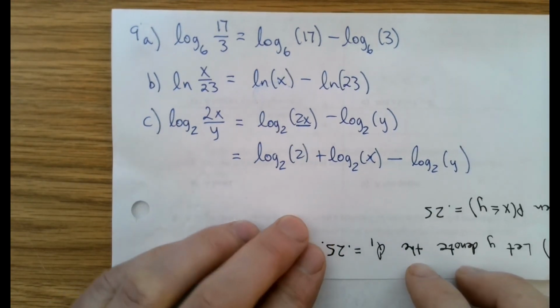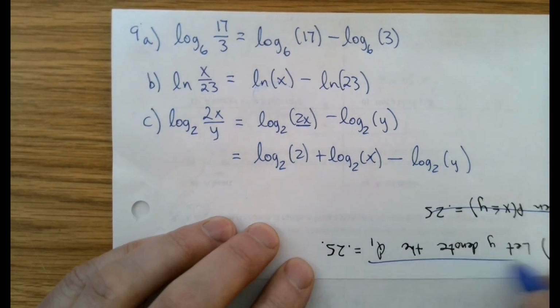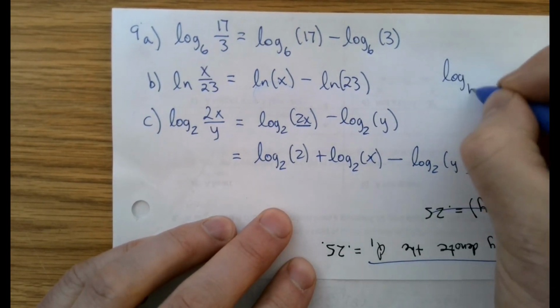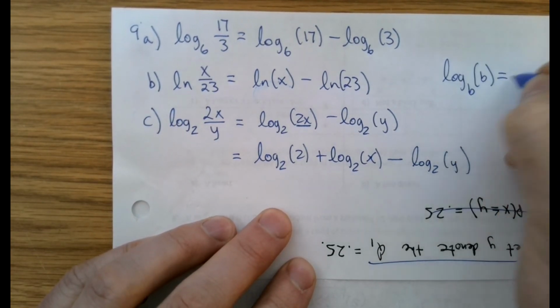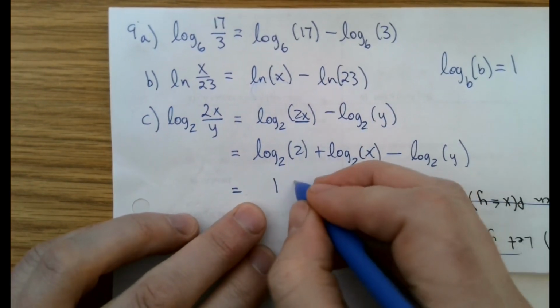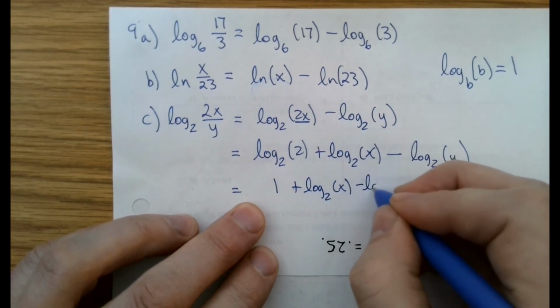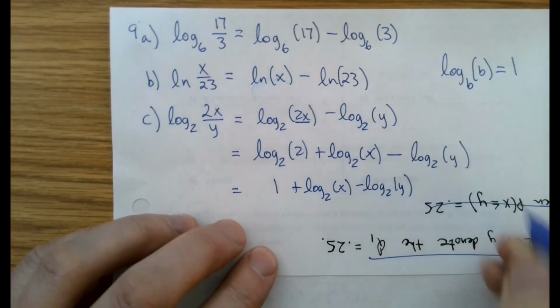And then we can get super excited and say, oh wait, I know what log base 2 of 2 is from before. Remember that property that said if I have log base b of b, the result is 1? So here's our final nice answer: 1 plus log base 2 of x minus log base 2 of y, final answer.